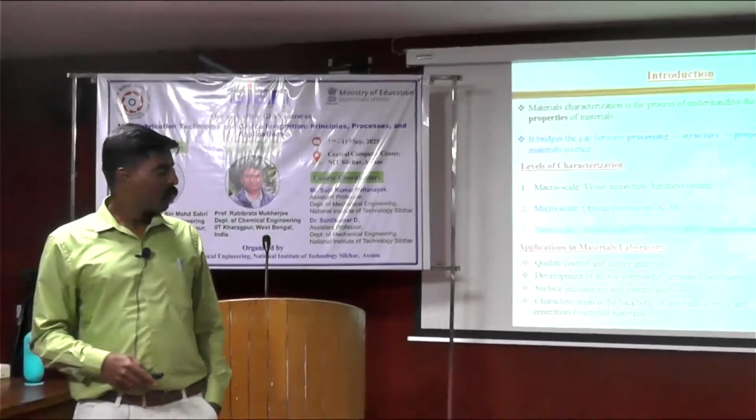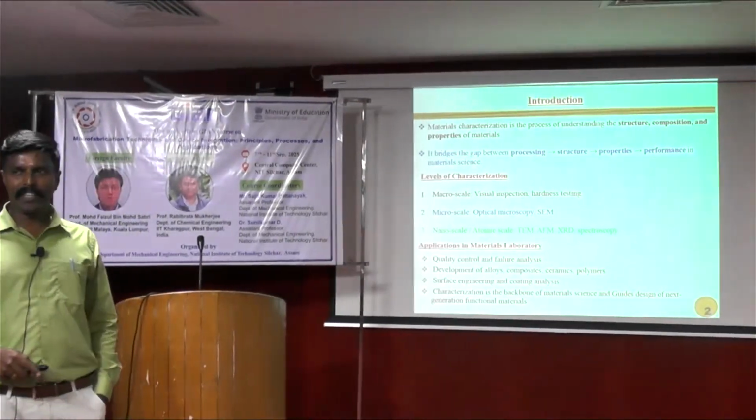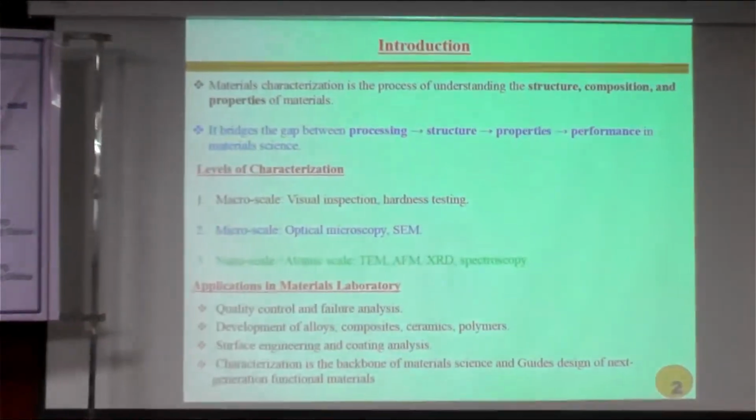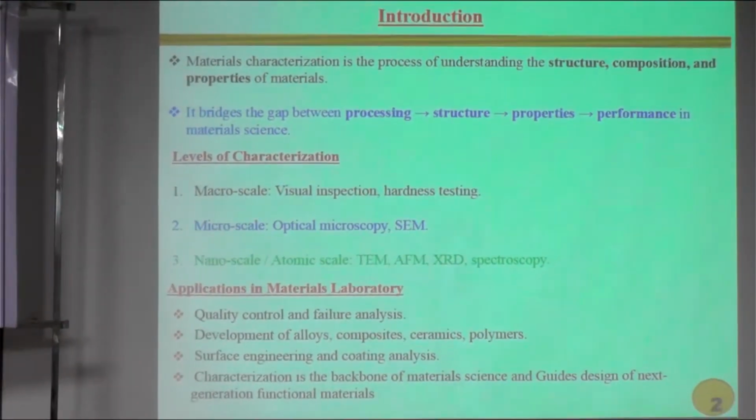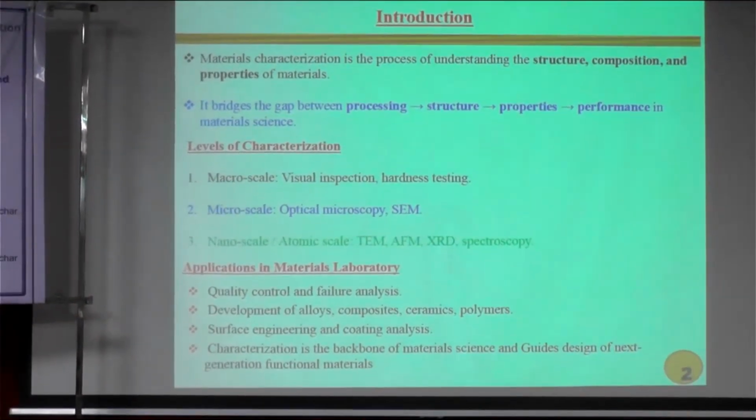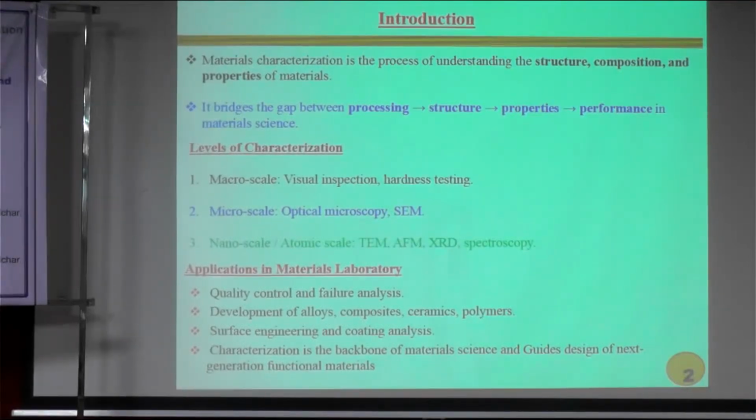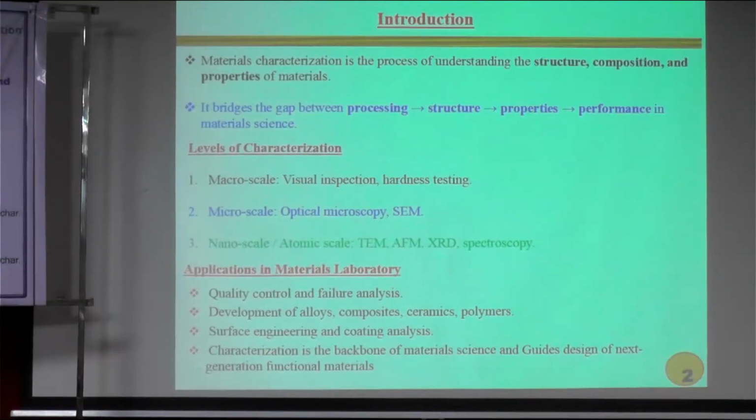Material characterization is the process of understanding the structure, composition, and properties of the material. If you do not understand the structure, it is very difficult to find out the chemical composition. The structure and the chemical composition will decide the properties of the material. So material characterization bridges the gap between processing, structure, property, and performance. This line diagram is the heart of the material scientist's mind.